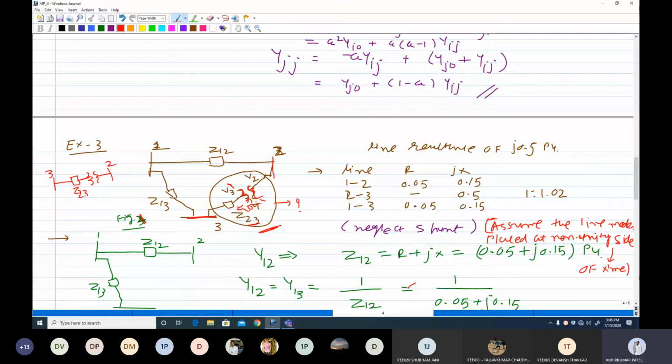Type 1. Yes, very good. Type 1, where the transformer is placed on bus number 2, and this pi model is at the left side of your transformer. I hope you are all clear.